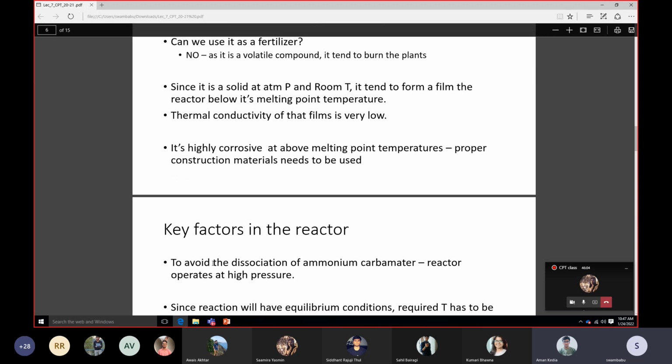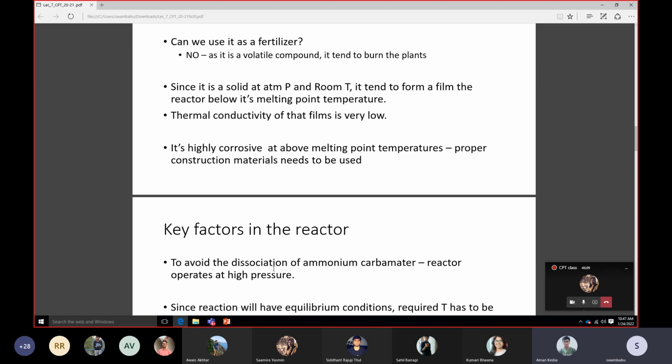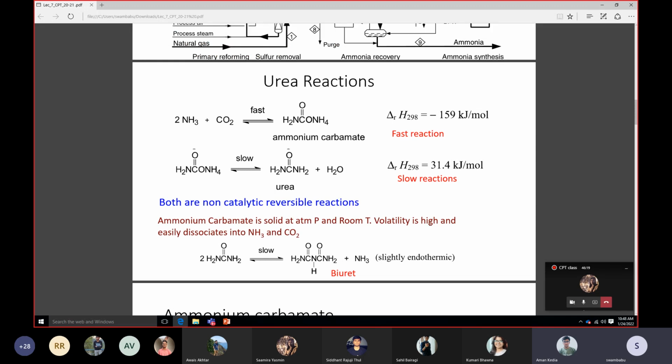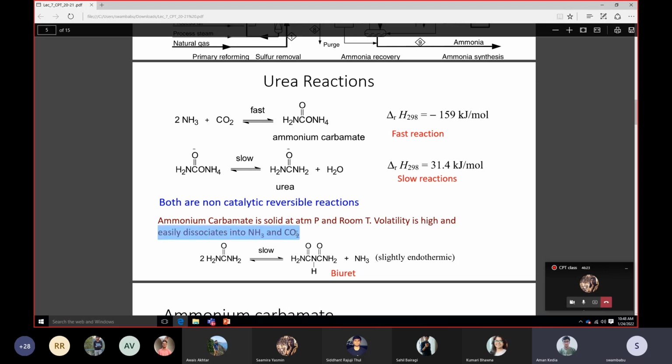Yeah, ammonium carbonate dissociates at atmospheric pressure. Ammonium carbonate dissociates into ammonia and CO2 at atmospheric pressure. You can see here, ammonium carbonate is solid at atmospheric pressure and room temperature, its volatility is high, and it easily dissociates into ammonia and CO2.